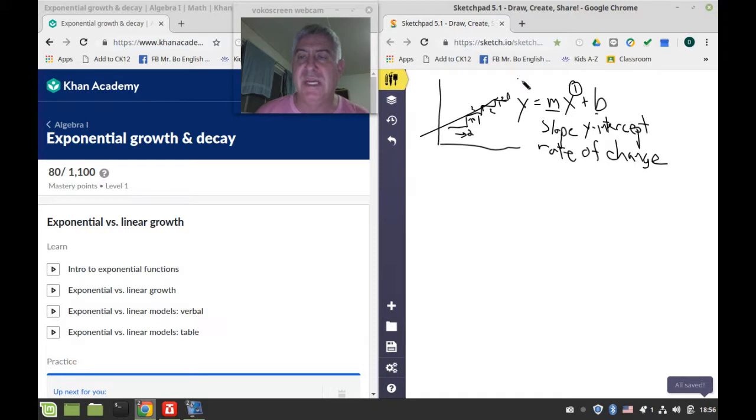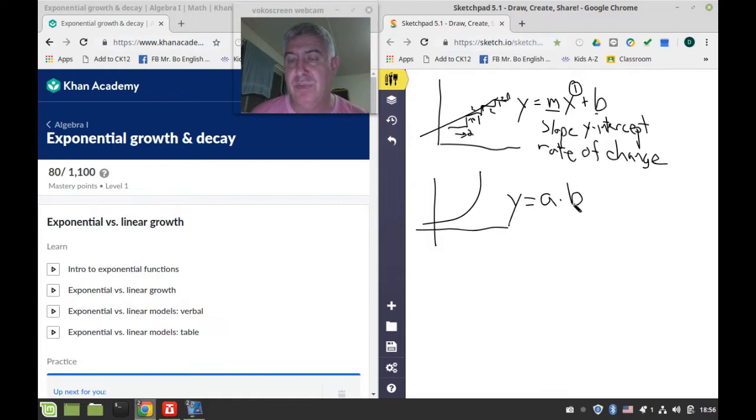With a little invisible 1 here, this is a first degree polynomial. We're going to talk about a different kind of function for the next couple of videos that graphs something like that. It looks more like y equals a times b to the x power. What degree is that? Degree x? No, it doesn't work that way. So this is called an exponential function. Why? Because x is in the exponent.